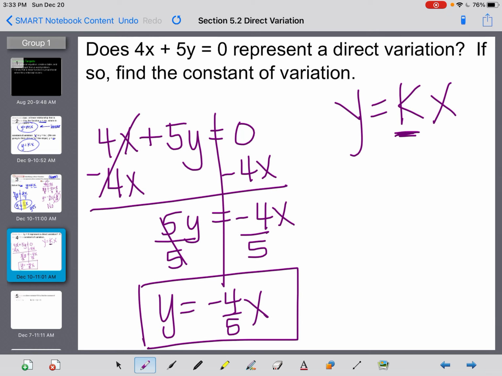Yes, this is a direct variation because it looks exactly like that. And my constant of variation is negative 4/5. So I'm going to say that k is equal to negative 4/5.